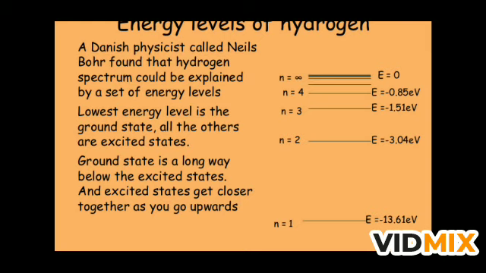A physicist called Niels Bohr found that the hydrogen spectrum could be explained by a set of energy levels. The lowest energy level is the ground state, all the others are excited states, and the ground state is a long way below the excited states. The excited states get closer together as you go upward. If you see the gap between the upper levels, it is very close as compared to the lower levels.